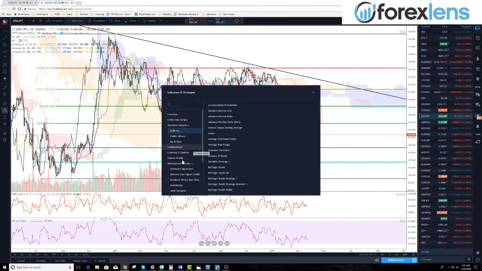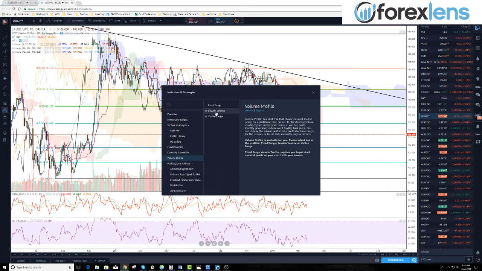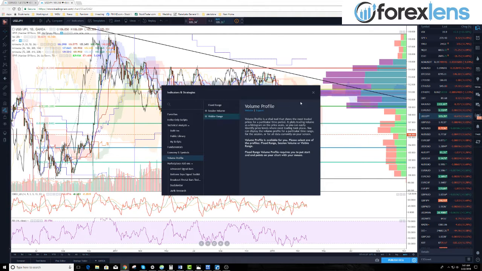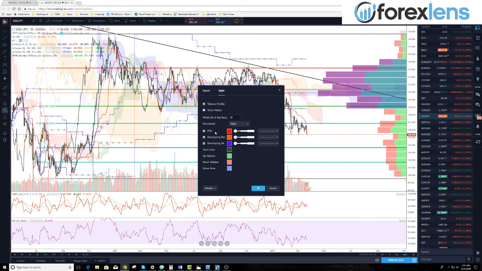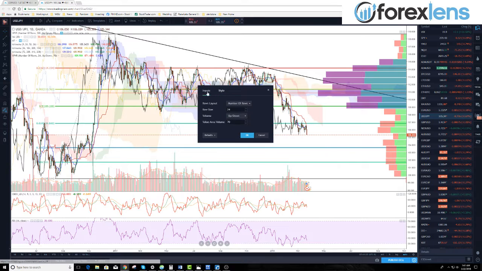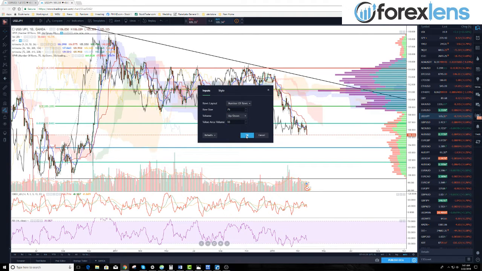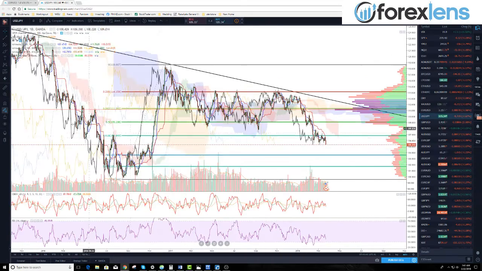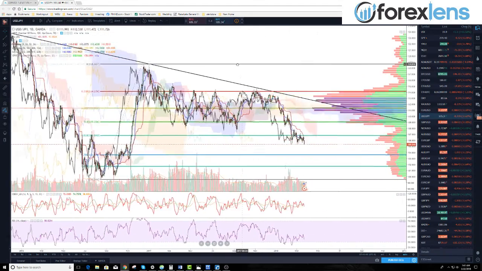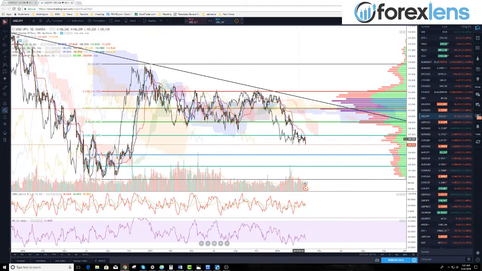In fact, if I put on the, where is my volume profile? Visible range, but I need to adjust this. I'd like to do 75 with the 33% value area. Okay, if I'm looking at it, let's go from that major swing up here to now. Let's use this entire zone.